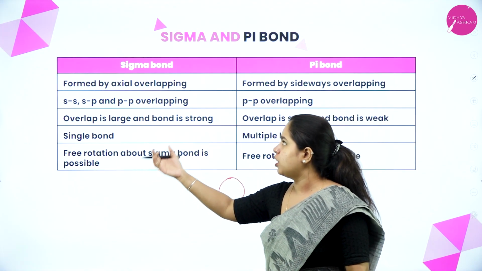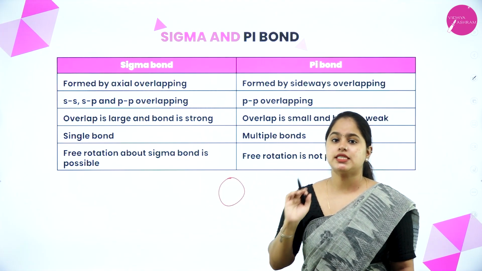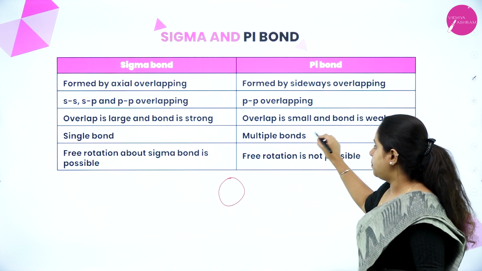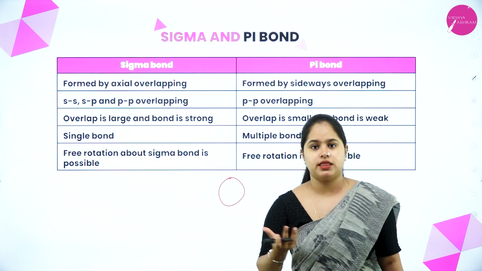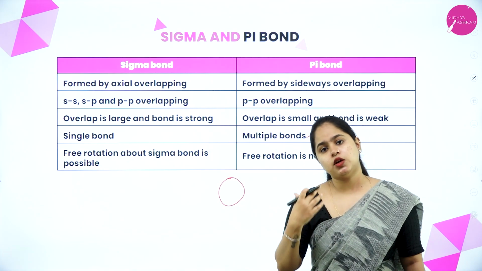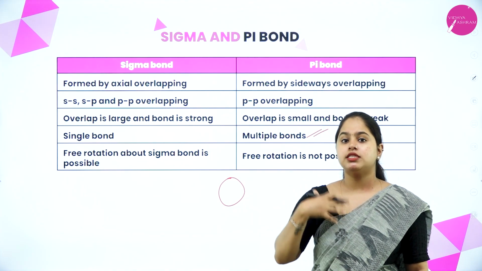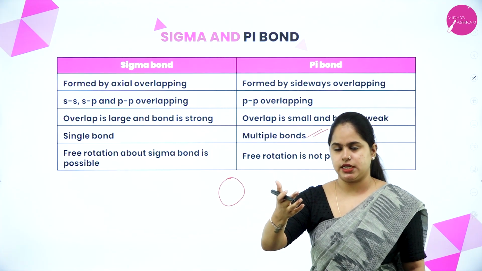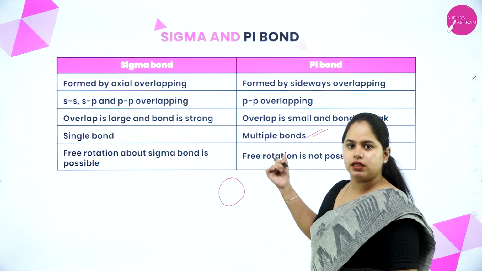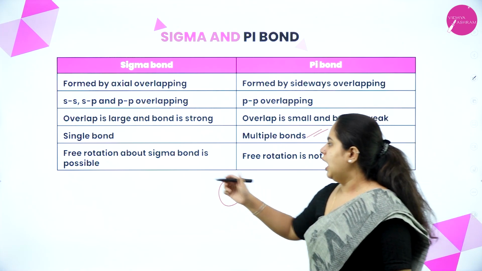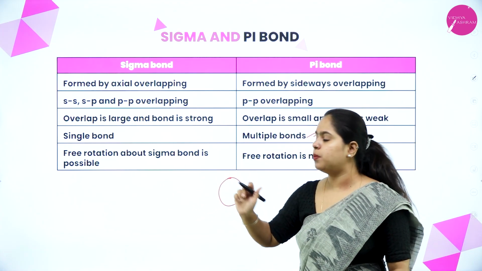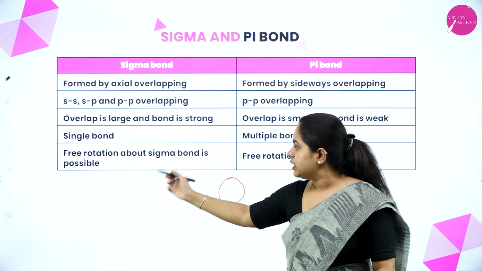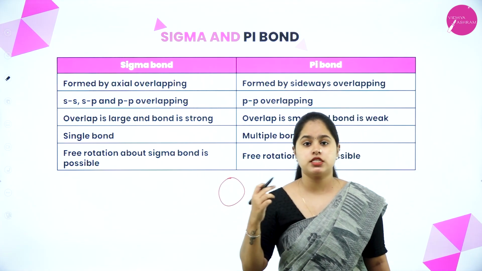Now, a sigma bond is always a single bond, right? And pi bonds are the ones which form the multiple bonds. So wherever you see multiple bonds, there will be one sigma bond and then pi bonds in addition, right? So the pi bonds are present in the multiple bonds. And free rotation about a sigma bond is possible.